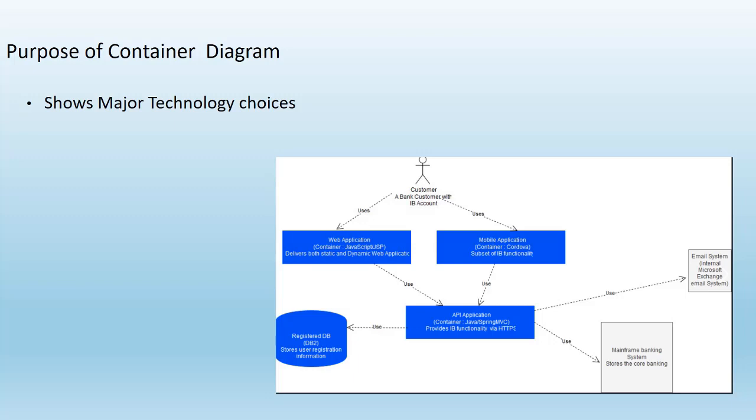For example, the internet banking customer will interface with web and mobile. The technology stack of web is JavaScript, JSP, and the mobile application is Cordova. The internet banking functionality is provided via HTTPS, and the application interfaces with a database which stores registered data information. Also, the application talks to the existing mainframe banking system and the email system, which are specified as gray boxes.